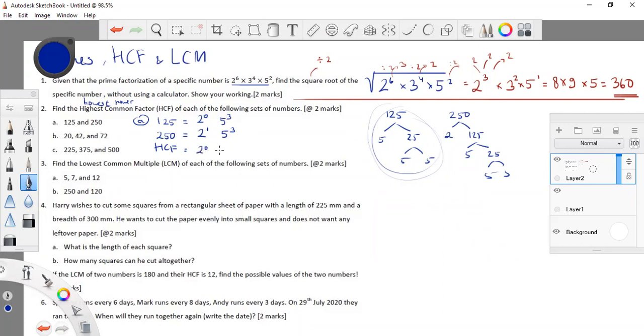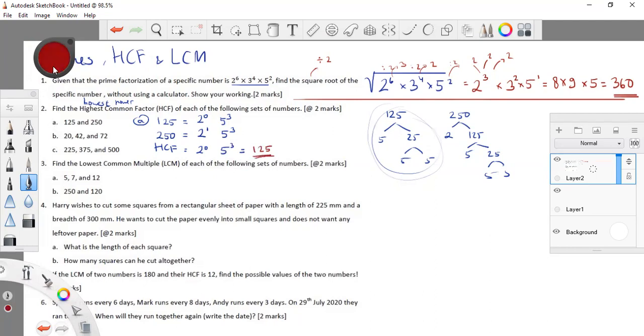And then 5 cubed and 5 cubed. The lowest is the same, so 5 cubed itself. You just pick one. Okay, so 2 power 0 is 1, right? Anything to the power of 0 is 1. So the answer is only 125 itself, right? Good.